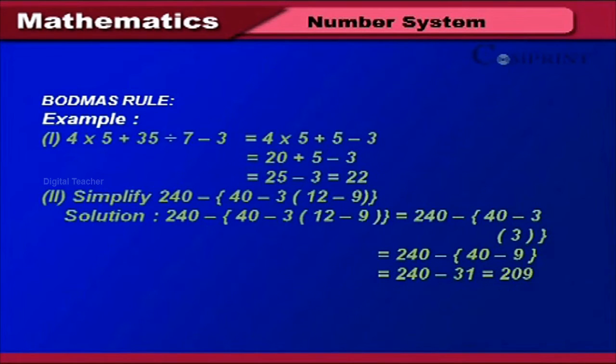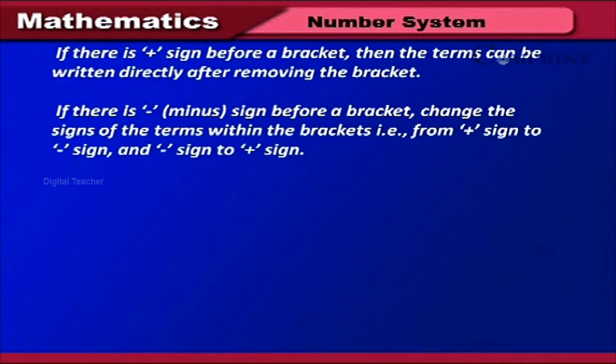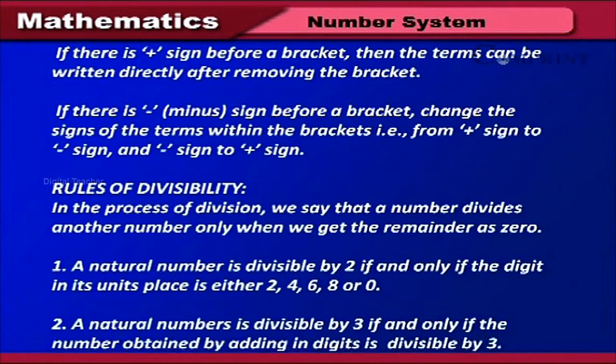Solution: 240 minus 40 minus 3 into 12 minus 9 is equal to 240 minus 40 minus 3 into 3 is equal to 240 minus 40 minus 9 is equal to 240 minus 31 is equal to 209. If there is no sign, either plus, minus, into, divided by between a number and a bracket, it means multiplication.